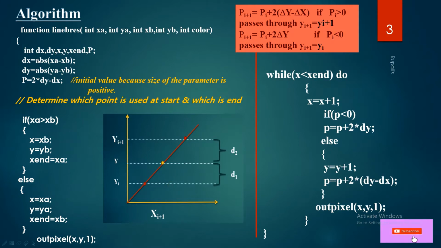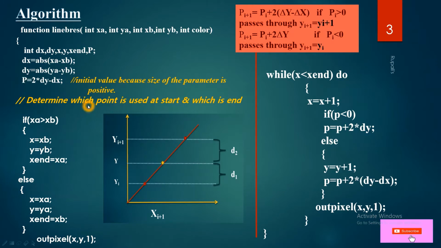Here we calculate the value of dx. dx is the absolute value of xa minus xb, and dy is the absolute value of ya minus yb. Then, as we already learned from the previous lecture, the initial decision parameter is 2 times dy minus dx. I store the initial decision parameter value in p.